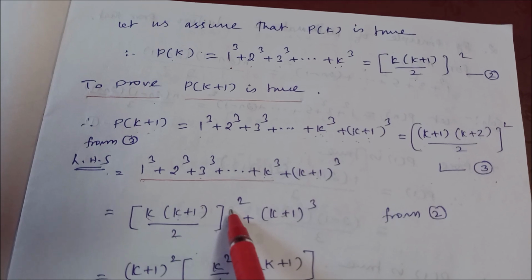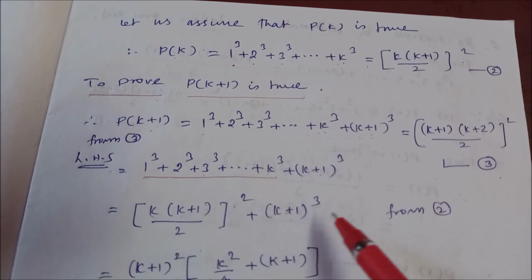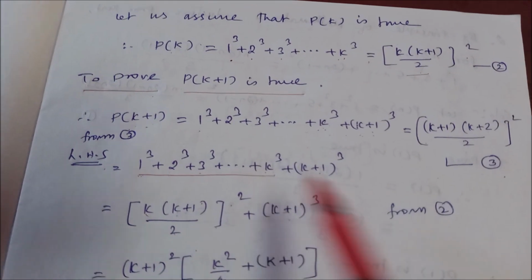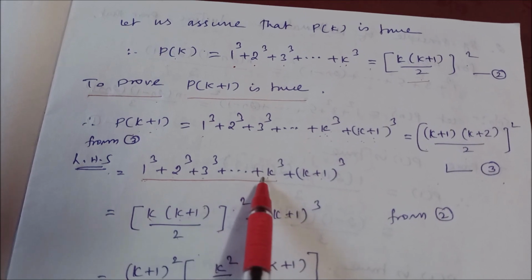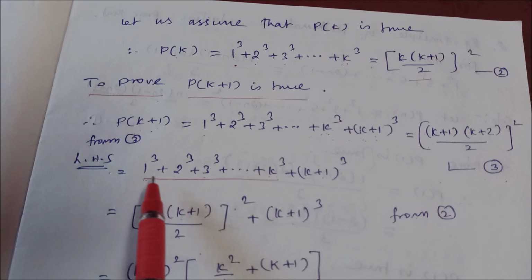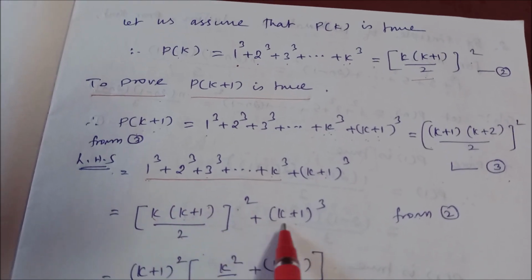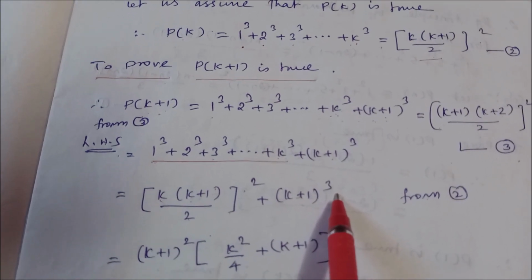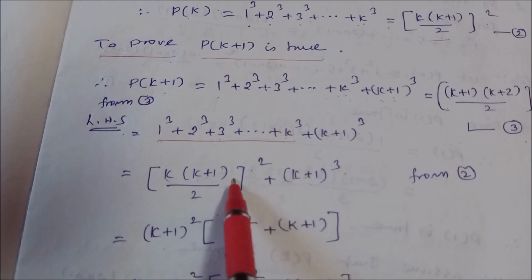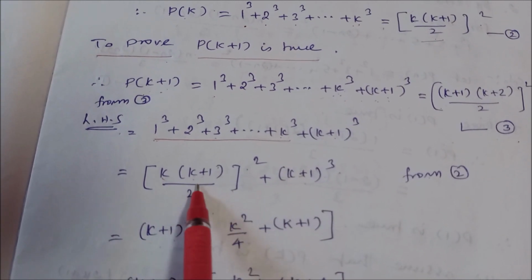Then after that the remaining term is (k plus 1) whole cube. From 2, using the second result, 1 cube, 2 cube, 3 cube etc. up to k cube is replaced by 2, then the given term is equal to [k into (k plus 1) by 2] whole square plus (k plus 1) whole cube. Take k plus 1 common in both terms, so (k plus 1) whole square is taken common in both terms.